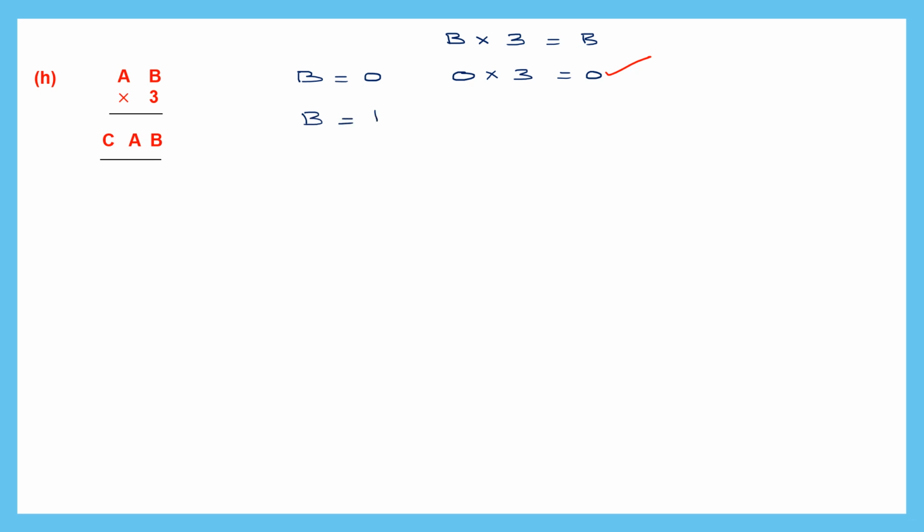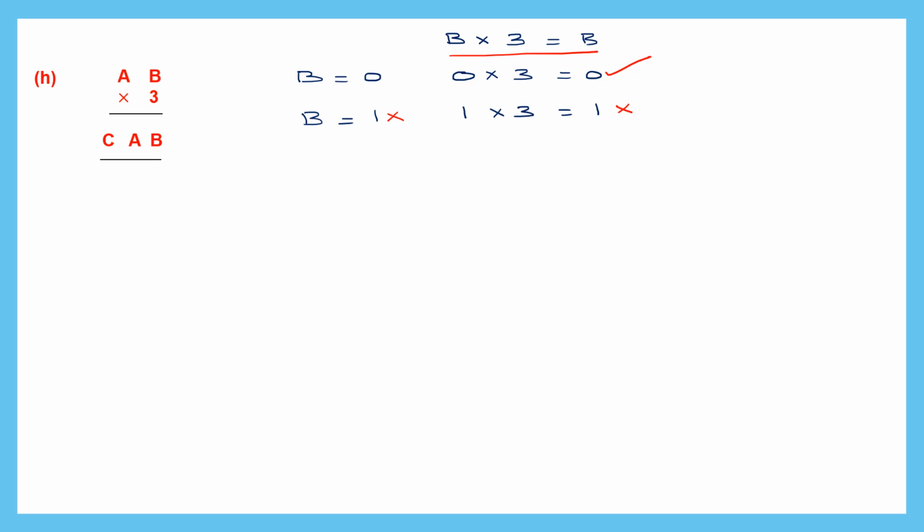So B is equal to 1. Now suppose we take B equal to 1. So here this is B into 3 equals B. So in the place of B we're going to write 1 into 3. In the place of B we're going to write 1. Now 1 3s are 3, not 1, isn't it? So this is not possible. That means B cannot be 1.